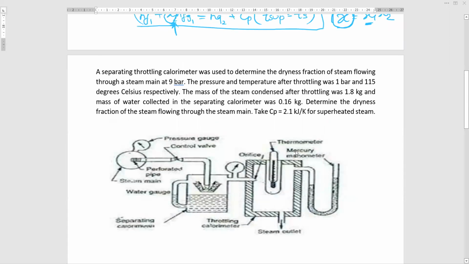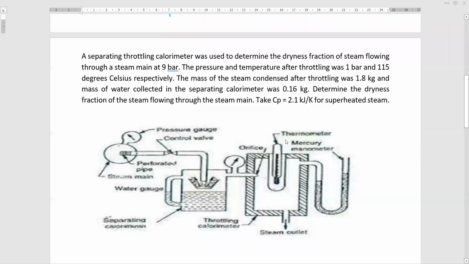Now all of you read the statement. A separating and throttling calorimeter, so it is combined. As the name indicates, the separating and throttling calorimeter is used to determine the dryness fraction of steam. The dryness fraction of the steam will be represented with X. And since it is combined, how many dryness fractions do you need to find out? X1 and X2. X1 is used for the separating calorimeter, X2 is for the throttling calorimeter. Multiplying these two will give the total dryness fraction.